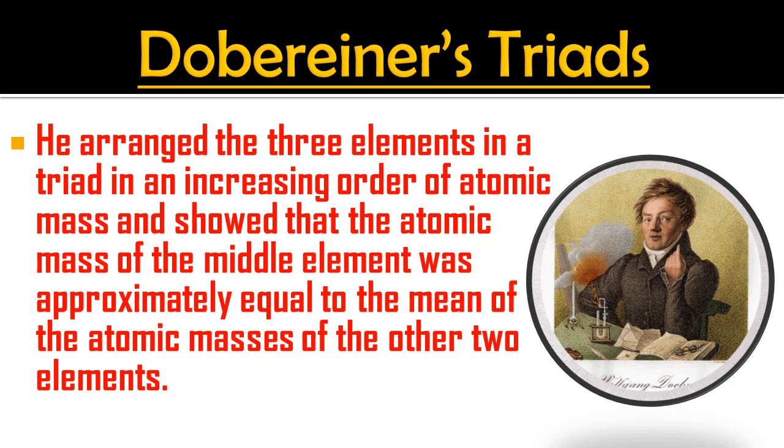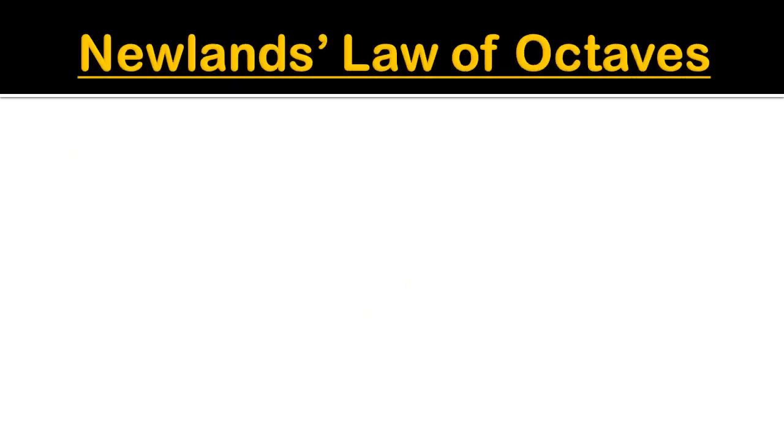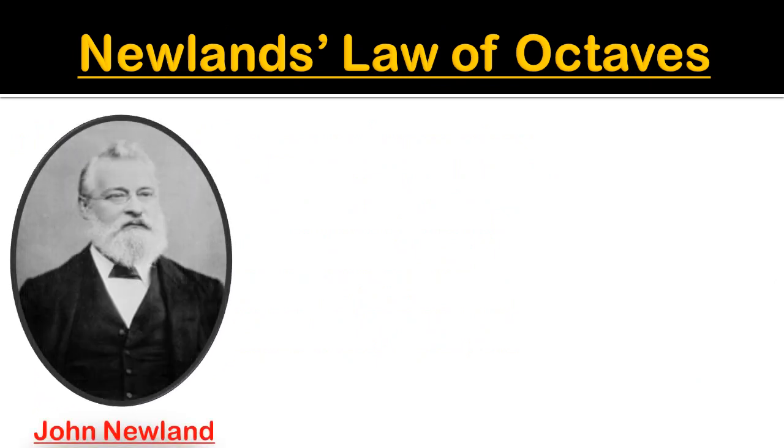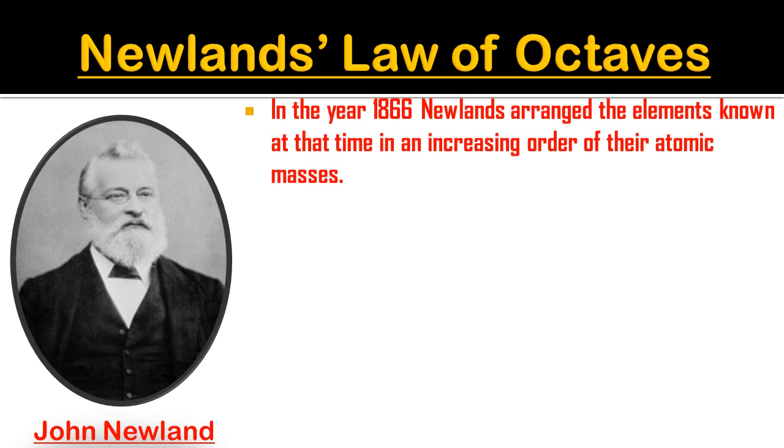Now let's study a new theory related to the classification of elements. This is Newlands' law of octaves. This theory was put forward by the English scientist John Newlands, who correlated the atomic masses of elements to their properties in a different way. In the year 1866, Newlands arranged the elements known at that time in increasing order of their atomic masses. In 1866 about 56 elements were known, and Newlands arranged these 56 elements in increasing order of their atomic masses.